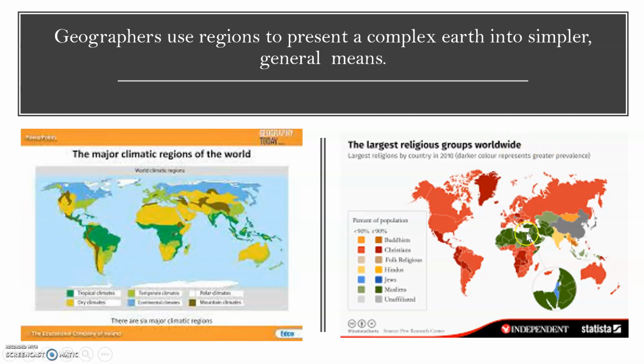You could do the same thing for religions. So if you look here, we have the dark red is Christianity, the green is Islam, so people who are Muslims. So instead of explaining what all 190 plus countries in the world mostly practice, we can just make a regions map.